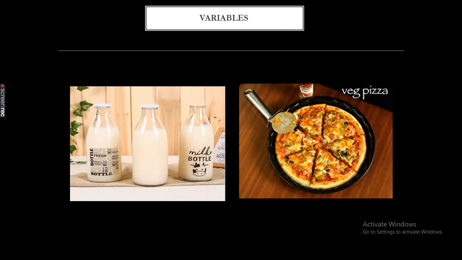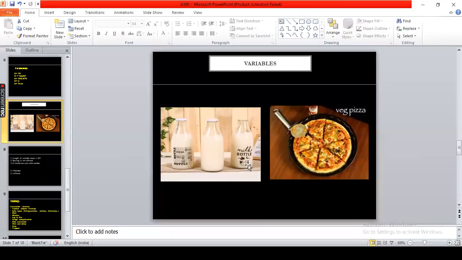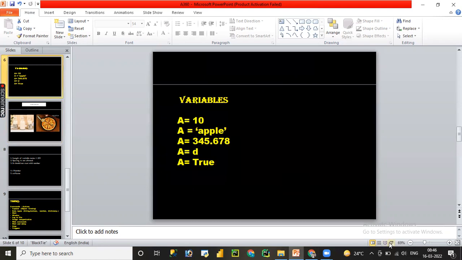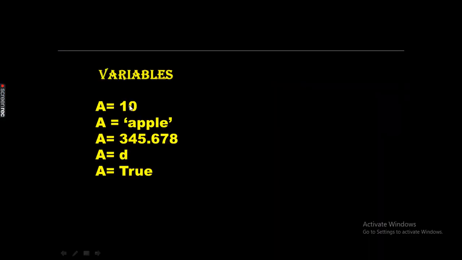So based on the data, we are going to use the data type, just as we use plates, bottles, and vessels based on the material type. In a similar way, based on the data we have to use different data types. That might be a variable: number data type, string data type, float data type, character data type, and boolean data types.